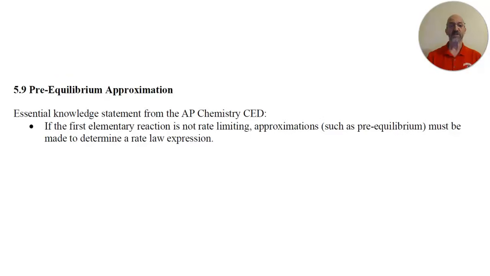So now it's time to move on to the review for topic 5.9, which is called pre-equilibrium approximation. So in this essential knowledge statement from the AP Chemistry course and exam description, it says, if the first elementary reaction is not rate limiting, approximations such as pre-equilibrium must be made to determine a rate law expression. And now let's move on to the practice for topic 5.9.